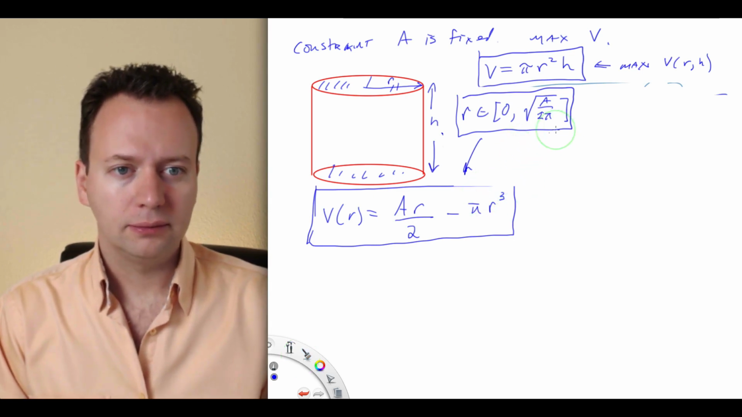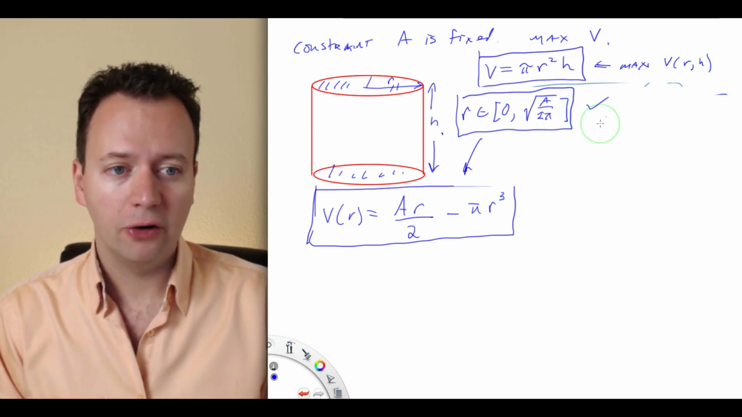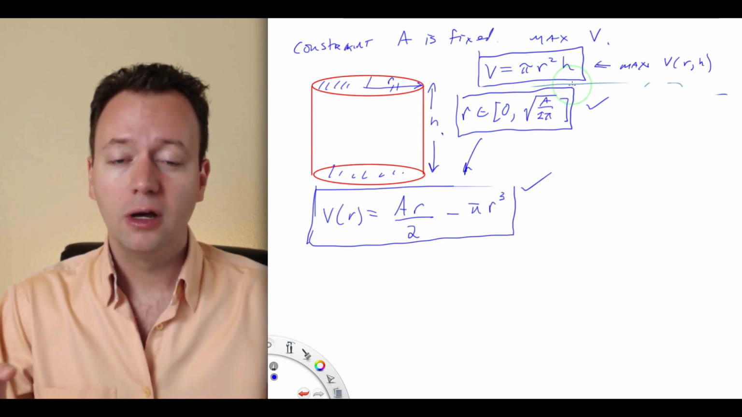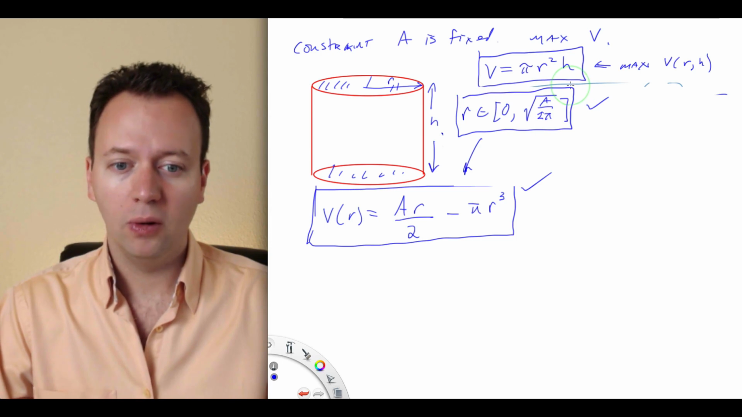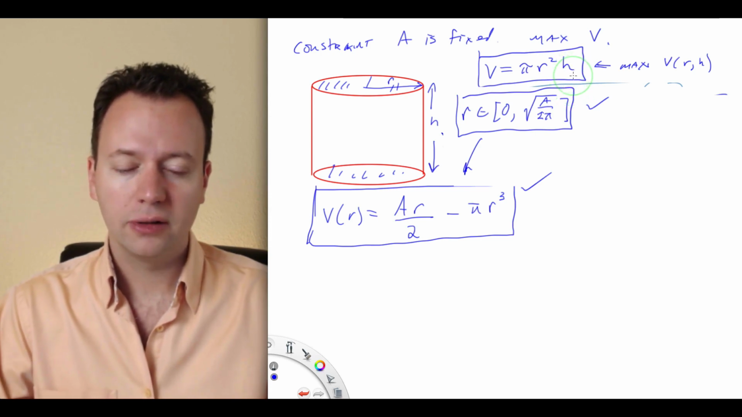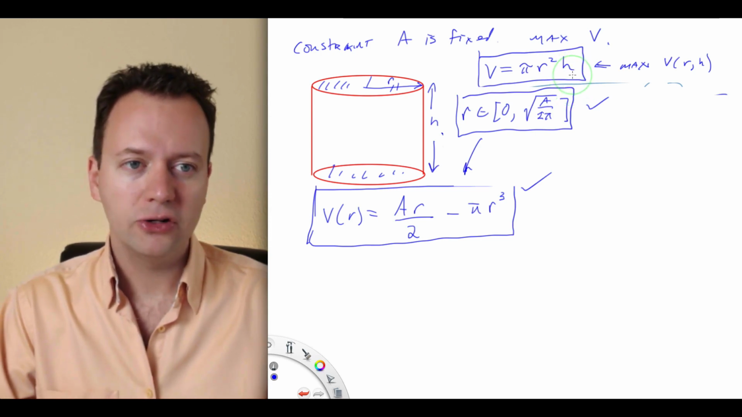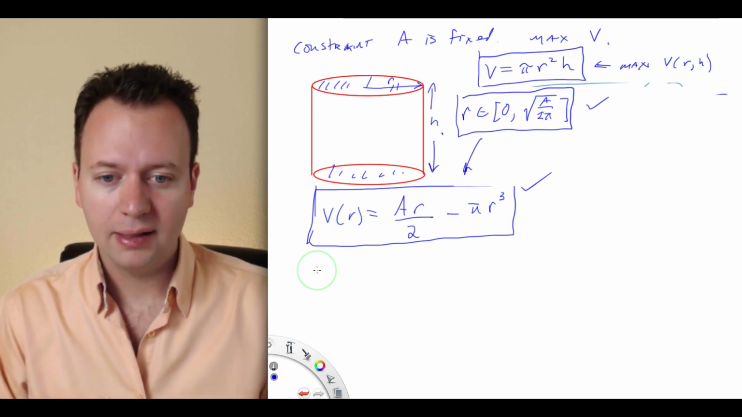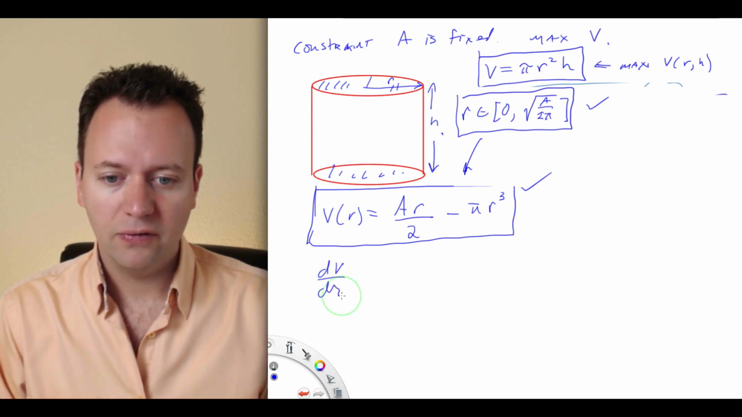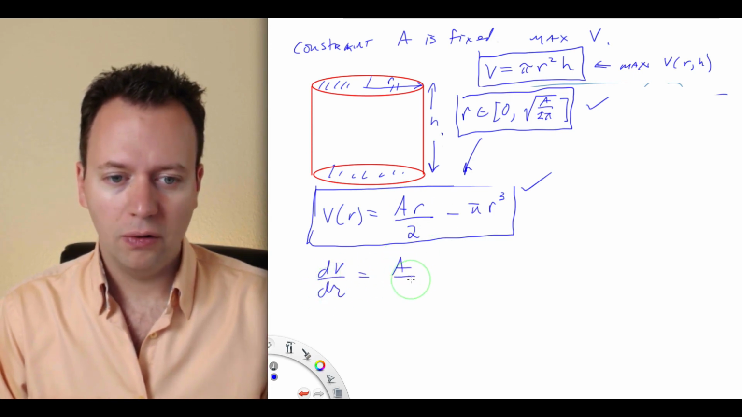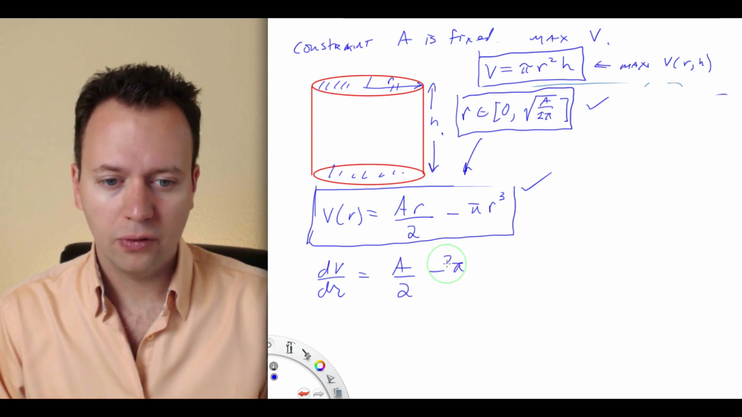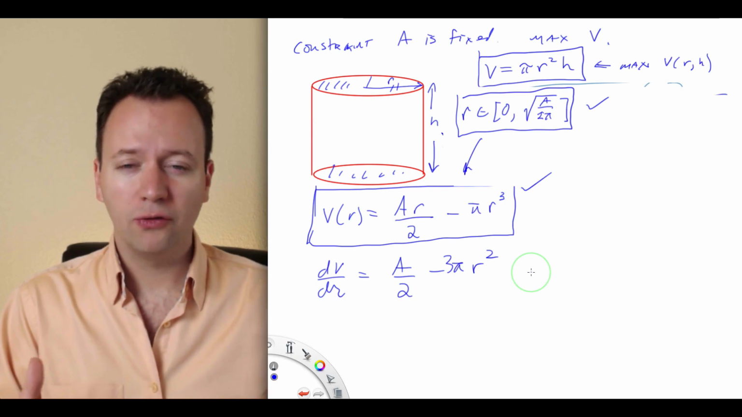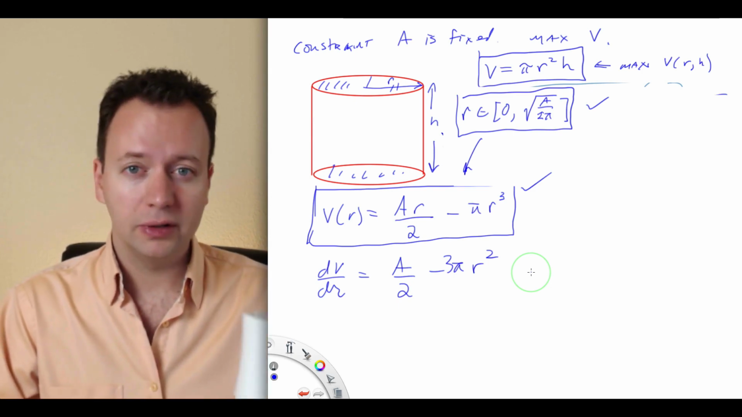Okay, so we've done the modeling part. We have our domain, we have our function. We started off with pi r squared h. We used a constraint to eliminate the variable h, so we solved for h. I think I said r earlier, but I meant h. So now the volume is only a function of r, and here it is. So we just take the derivative. dV/dr equals a over 2 minus 3 pi r squared. Now we took the derivative and we're looking for critical points, so we want to set the derivative equal to 0.